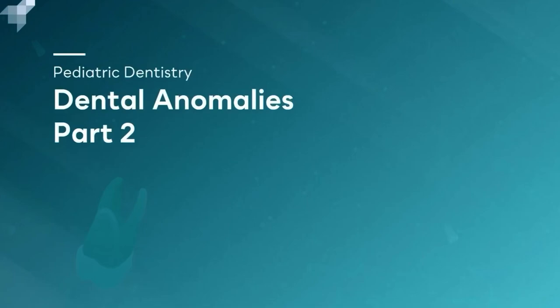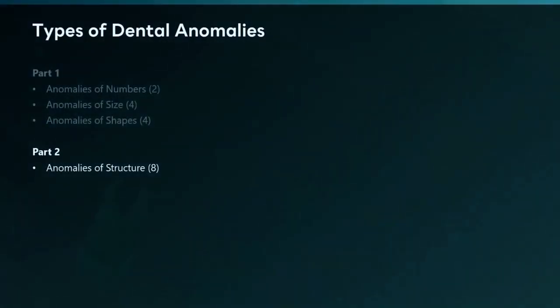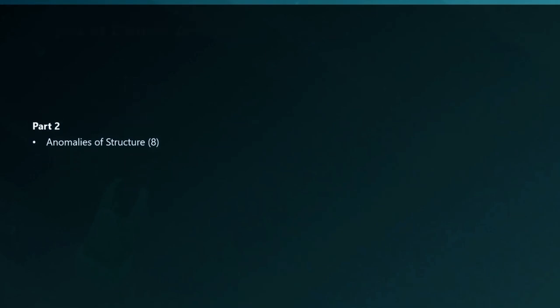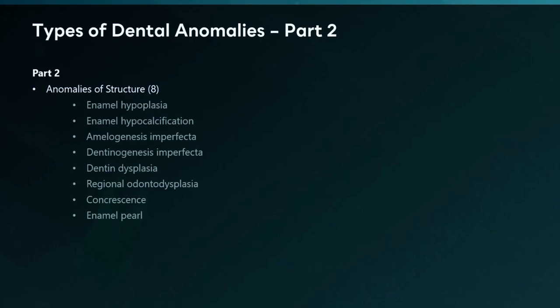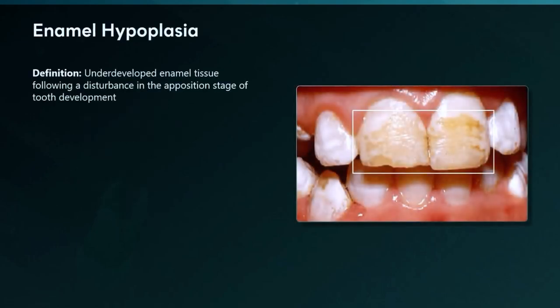We'll be discussing dental anomalies part 2. We previously covered other dental anomalies in part 1 of our discussion. In part 2, we'll focus specifically on 8 common anomalies of dental structure. Let's move on to the first one, which is enamel hypoplasia.